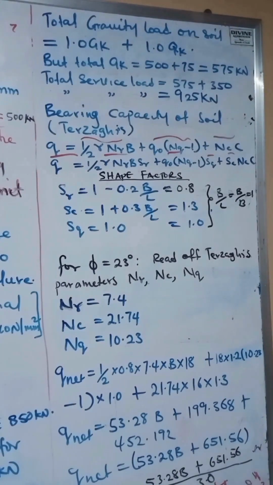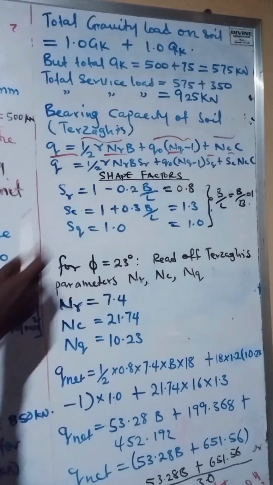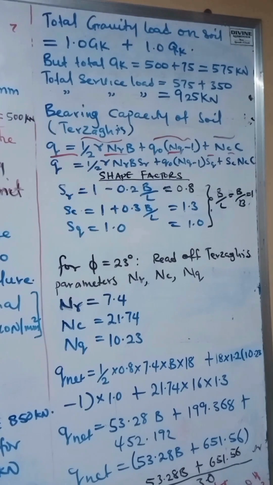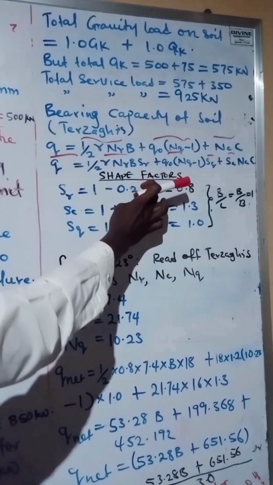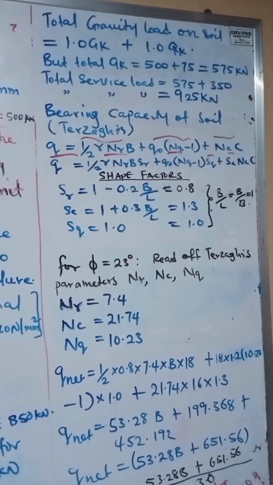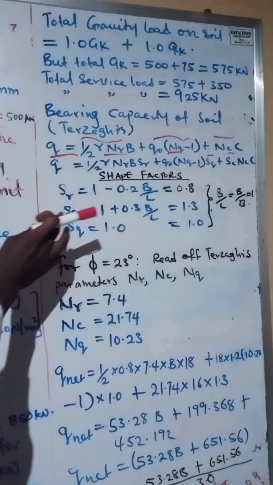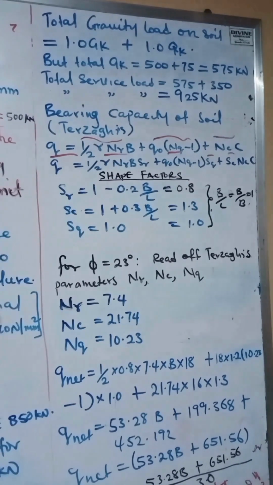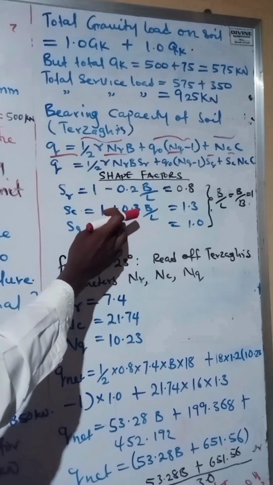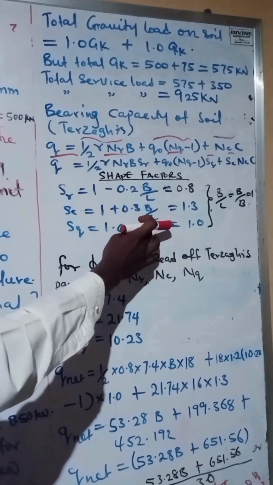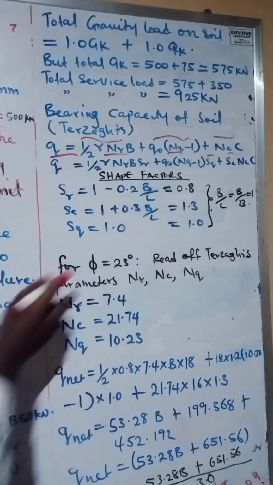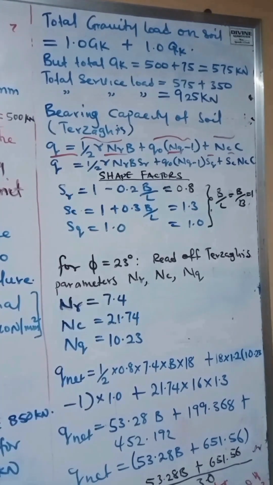So the shape factor in the case of a square footing is for us to get the aspect ratio. The aspect ratio is the breadth over length. So in this case, we have B over L, where L represents our B. So B over B becomes 1. So 1 times 0.2 minus 1 will give us 0.8. Similarly, our S_c, which is our shape factor for shear, becomes 1.1 plus 0.3 B over L, which is 1. It becomes 1.3, and S_q is generally 1.0.